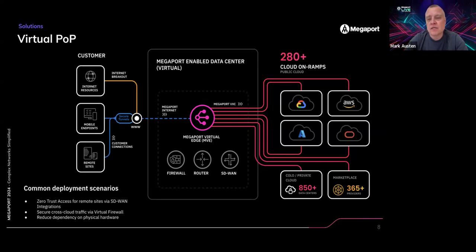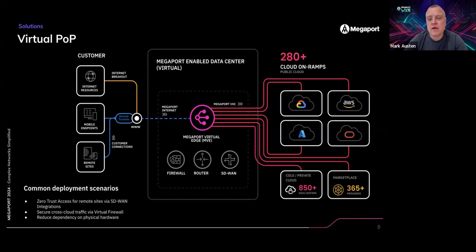the right, 280 plus cloud on-ramps globally that we're connected to. So that virtual device can be connected privately to those cloud providers. It can also be connected to, as you can see on the bottom, a data center port. So you can connect the virtual and physical world together using the Megaport Fabric and the Megaport Virtual Edge. And you can also connect it to our marketplace, which has over, as you can see there, 365 providers providing anything from security services, voice, storage, etc.